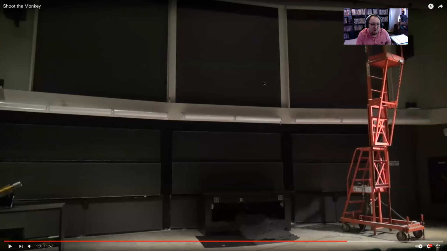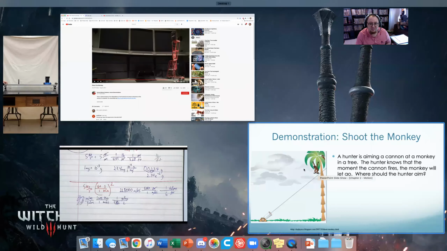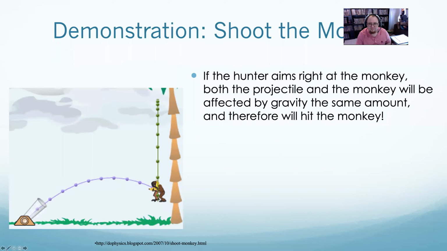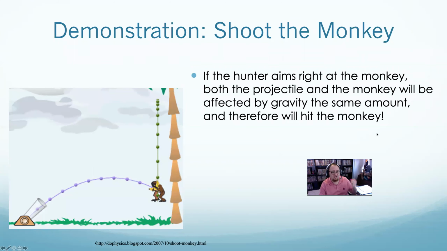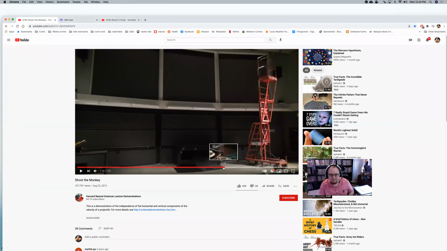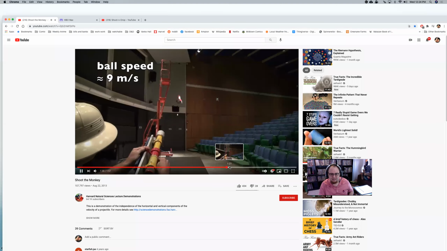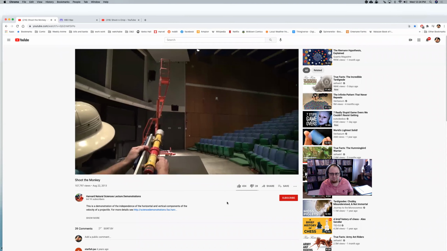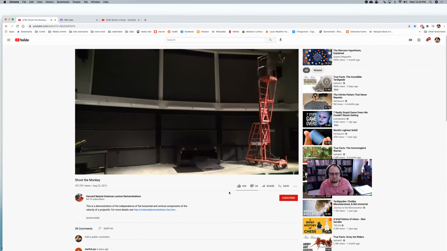And the reason why is that all things are affected by gravity the same. All things are pulled down at a rate of negative g. And so not only is the monkey going to fall with gravity, falling at g, so is the projectile. And the projectile, which you can kind of see in the side view, let me go back to the side view. Side view is that the projectile is going to make a parabolic path. It's going to arc.